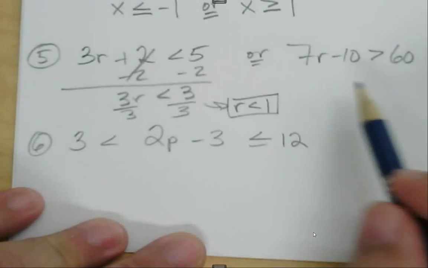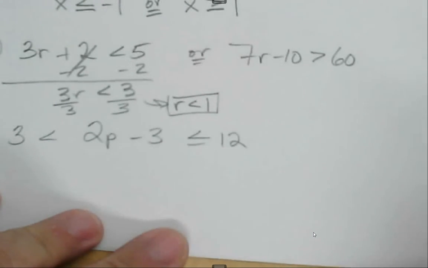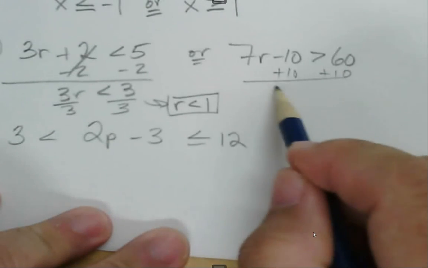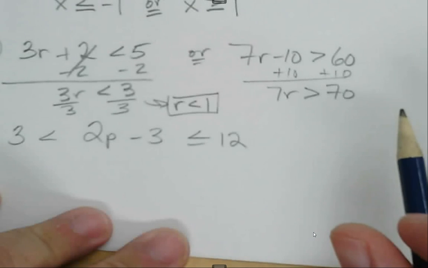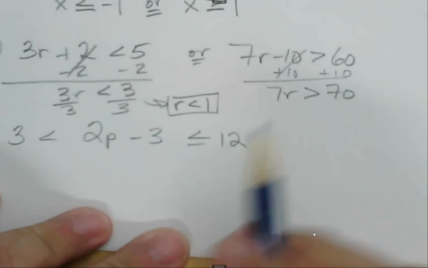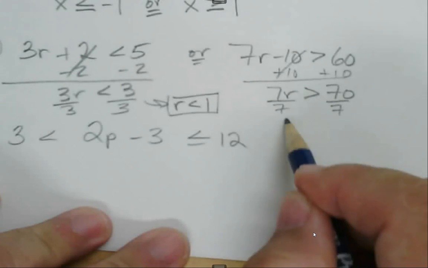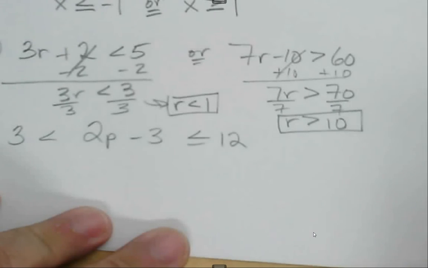Now I'm going to have to do this one as well. So I've got 7r minus 10 is greater than 60. I'm going to add 10 to both sides, which is going to give me 7r is greater than 70. Okay, because this is going to cancel. Those are going to add together. And I'm going to divide by 7. So I end up with r is greater than 10. So there would be my two answers, okay?